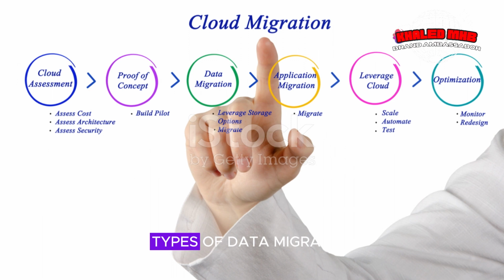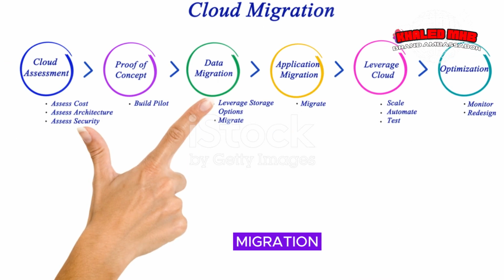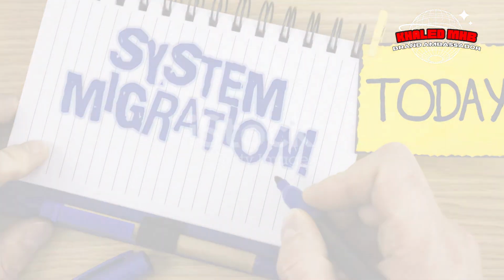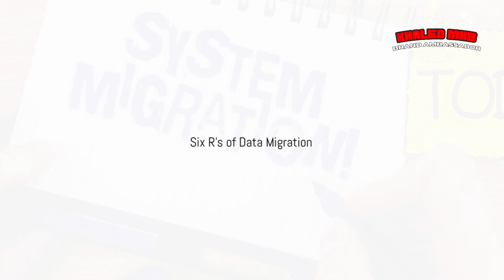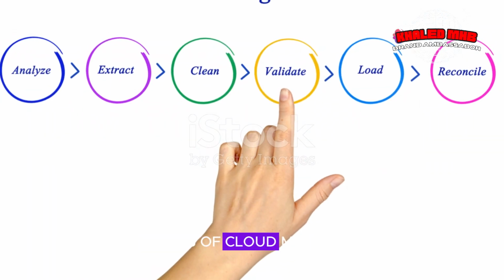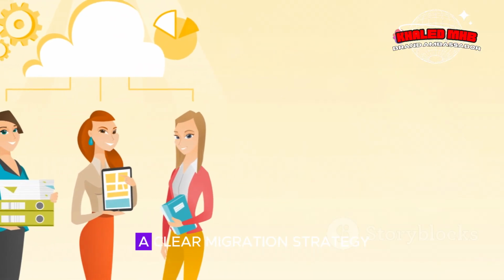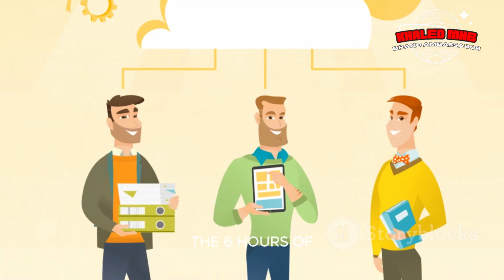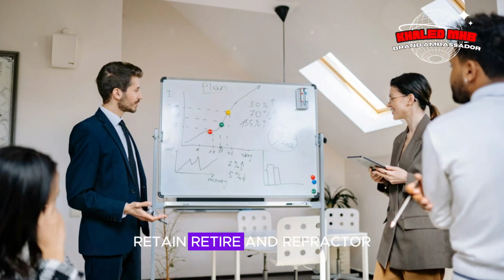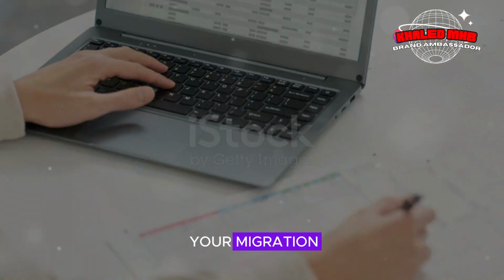What are the 4 types of data migration? In this case, we discover 4 types of data migration: database, application, storage, and cloud migration. What are the 6 R's of data migration? What are the 6 R's of cloud migration? Every cloud migration will be different, so each will need a clear migration strategy. The 6 R's of cloud migration, rehost, replatform, repurchase, retain, retire, and refactor, can help you to determine clear paths for your migration.